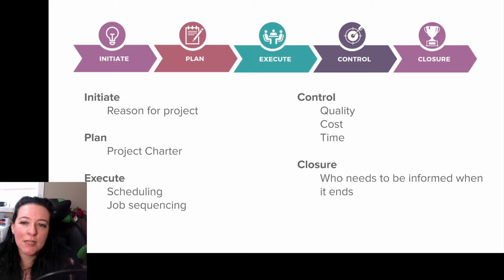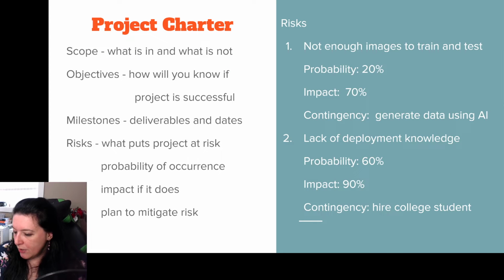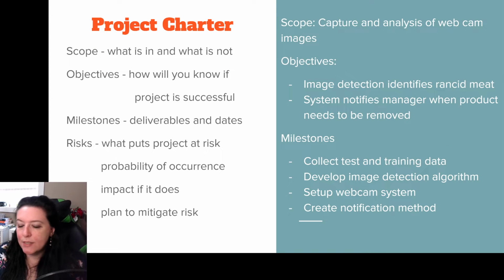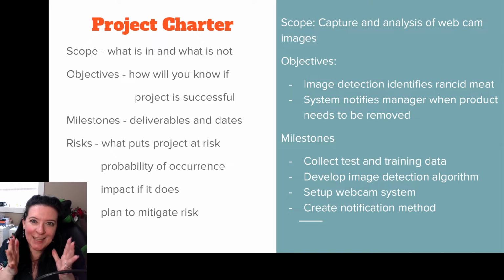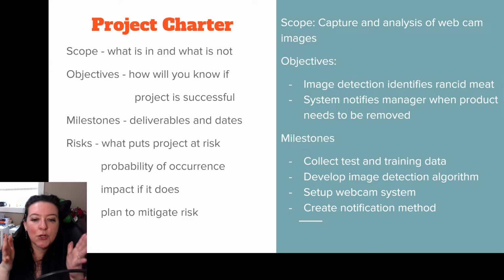When you initiate the project, you need a reason. Why are we doing this project at all? What are we trying to accomplish? What problem are we trying to solve? And we develop a plan, typically in the form of a project charter. A project charter consists of what is included in the project. We start with a scope, and the scope identifies what is in the project and what is not. So we're creating clear lines to create clear expectations as to what happens with this project.